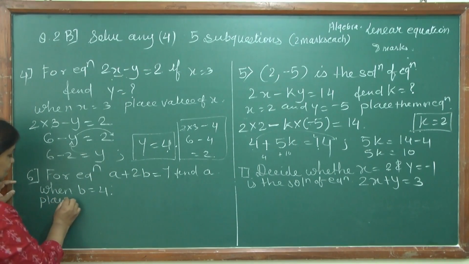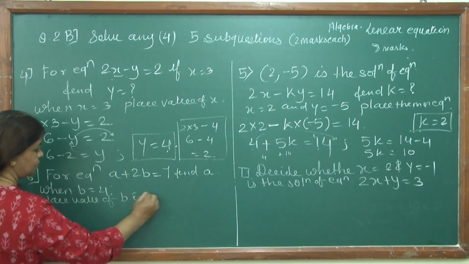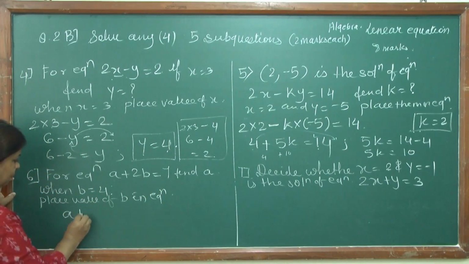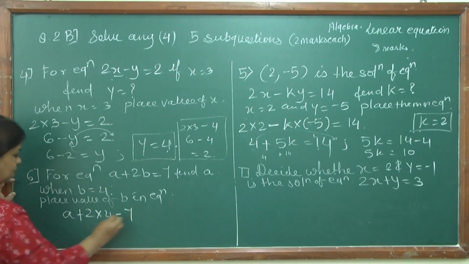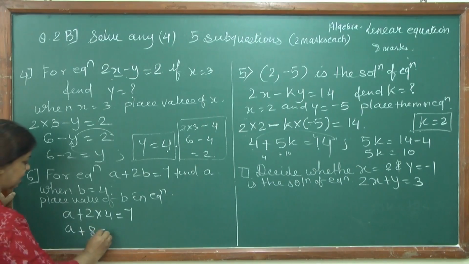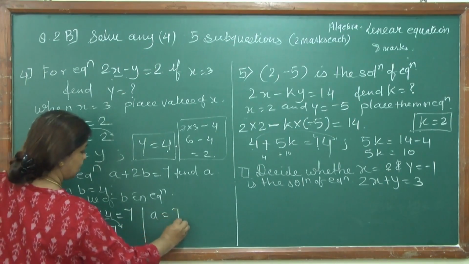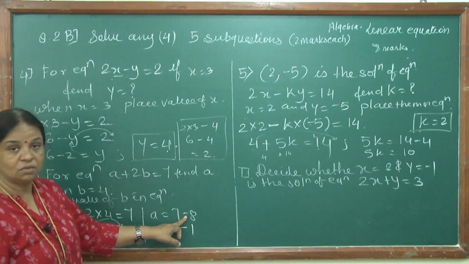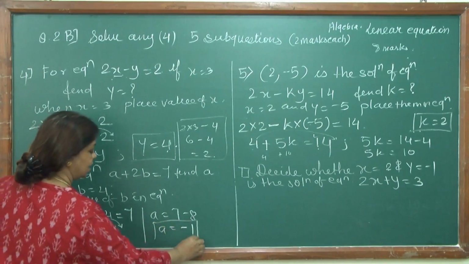Place value of b in equation. A plus 2 into b, which is 4, is equal to 7. A plus 8 is equal to 7. 8 will come here. So it will be a is equal to 7 minus 8, which is equal to minus 1. 1 is plus, 1 is minus, so it will be subtracted and the answer is minus 1. So a value we got as minus 1.